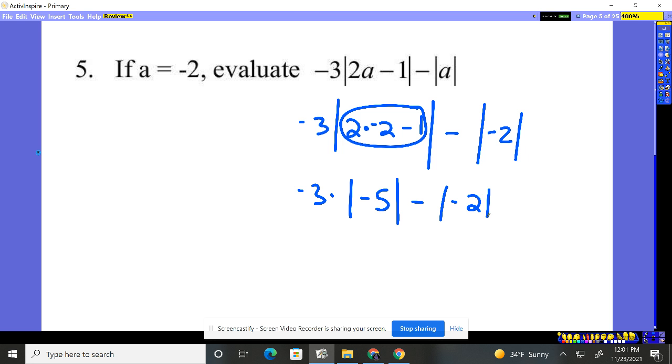Well, let's go ahead and do those absolute values. So we have -3 times the absolute value of -5, which is +5, minus the absolute value of -2, which is +2. Now we just have to evaluate. That's -15 minus 2, which is -17.